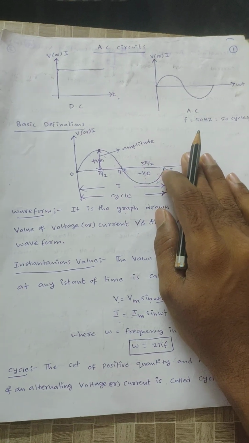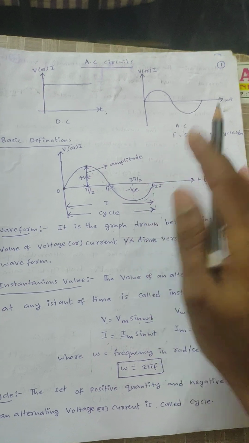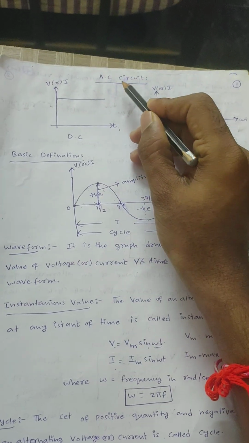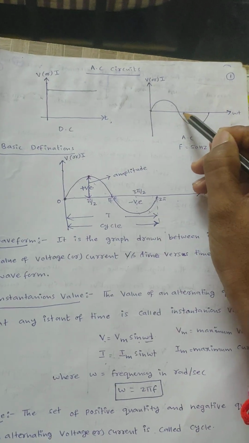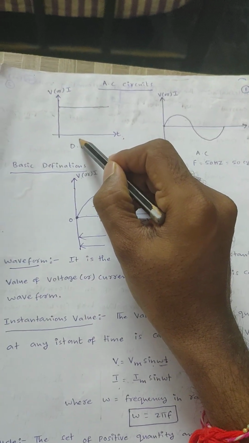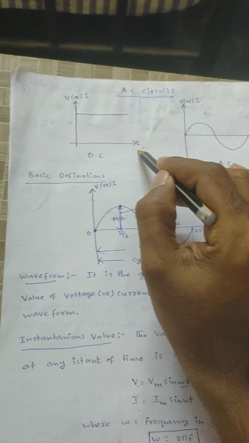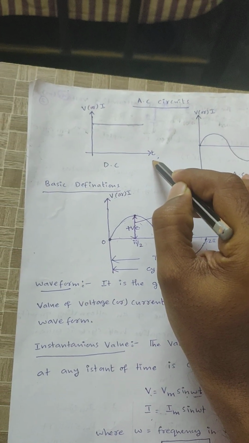Good evening all. Now I am going to explain the introduction to AC circuits. Before going to discuss AC circuits, first, what is the difference between AC circuits and DC circuits? A DC circuit is one in which the magnitude of voltage or current is constant with respect to time. That is nothing but a DC circuit.